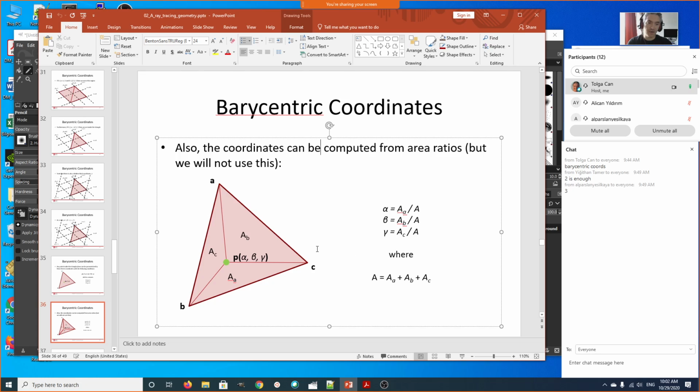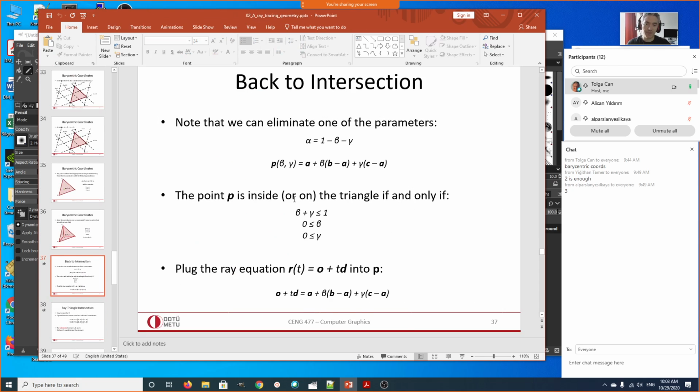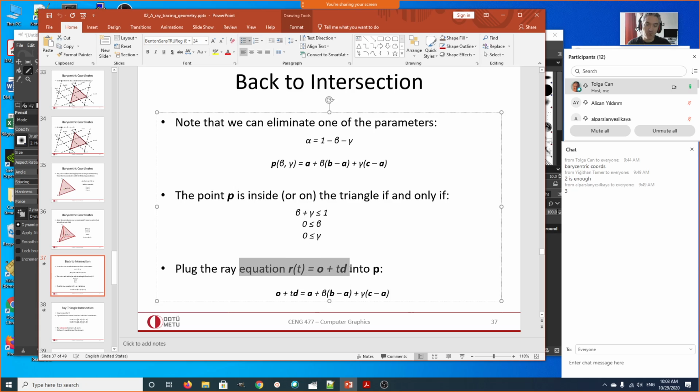But here, our problem in this intersection test is that we don't know point P. We are trying to find it. What we have is a ray equation and the ABC vertices of the triangle. All right, so this is our equation. These are the constraints. If the point is inside, the summation of beta and gamma should be less than or equal to 1, and they should both be non-negative. We plug the ray equation into this, and this is what we get.